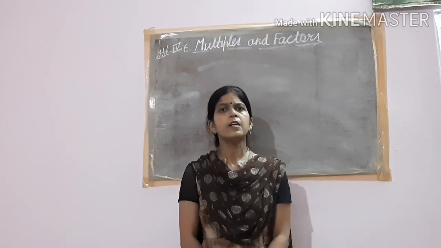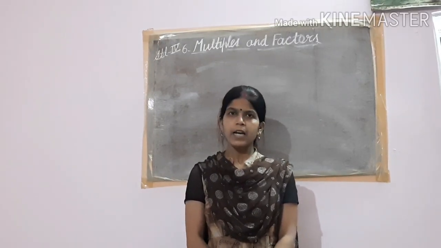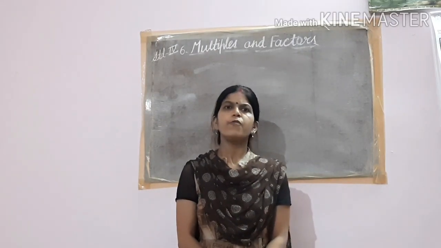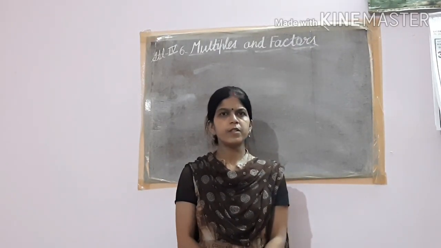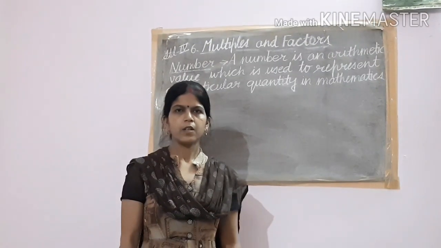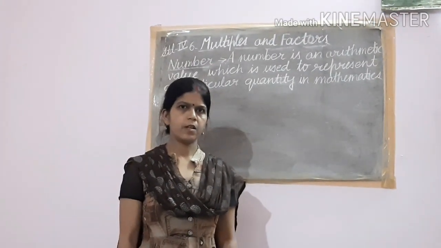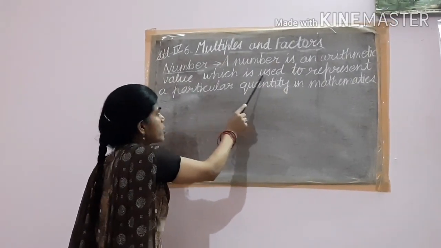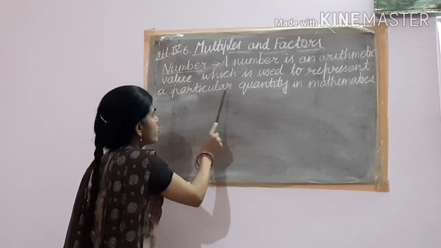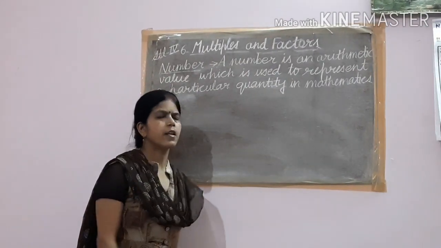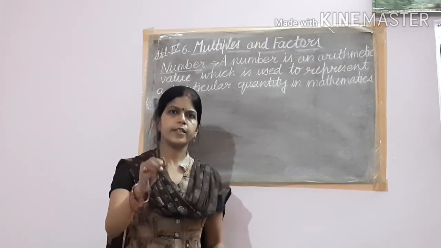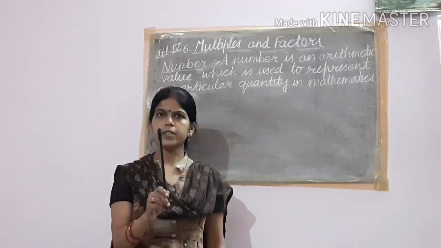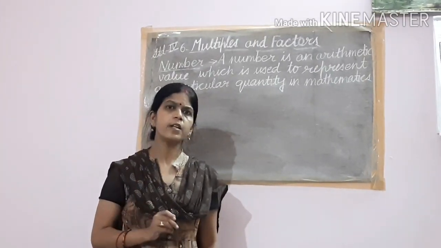subtraction, multiplication and division. Today I will teach you the chapter multiples and factors, but before starting it, let us do some revision of numbers. So children, what is a number? A number is an arithmetic value which is used to represent a particular quantity in mathematics. Like I have one pen in my hand. Here 1 denotes the quantity of pens, and here 1 is a number.